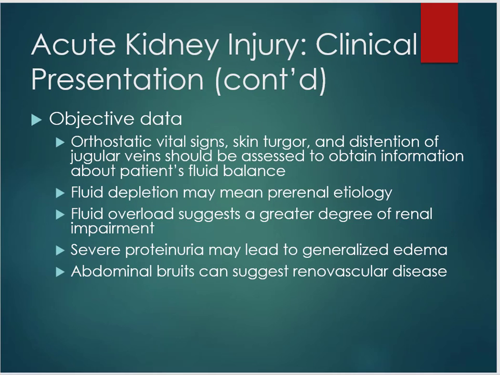Objectively, your patient may present with orthostatic vital signs. Decreased skin turgor and distension of the jugular veins are important to assess to obtain information about the patient's fluid balance. If there's been fluid depletion, you may notice a pre-renal etiology. If we have overload, it may suggest the degree of renal impairment. If there's severe proteinuria, that can lead to generalized edema. And if you note abdominal bruits when auscultating the abdomen, it can suggest renovascular disease.